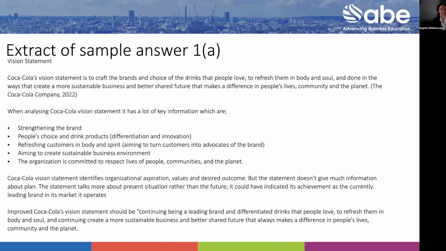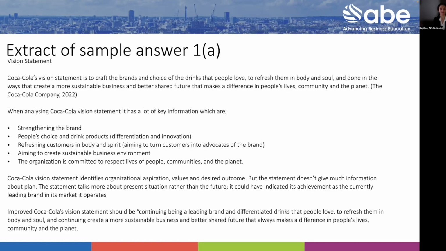This individual goes on to suggest, when analyzing the Coca-Cola vision statement, it's got a lot of key information. So this person has pulled out some key components of the vision statement and then interpreted it. Next, the vision statement identifies organizational aspiration, values, and design outcome. Then this person's gone back to the theory, asking whether this vision statement actually does that. So we get a judgment: the statement doesn't give much information about plan. It talks more about the present situation rather than the future. It could have indicated its achievement as the currently leading brand in the market it operates in.